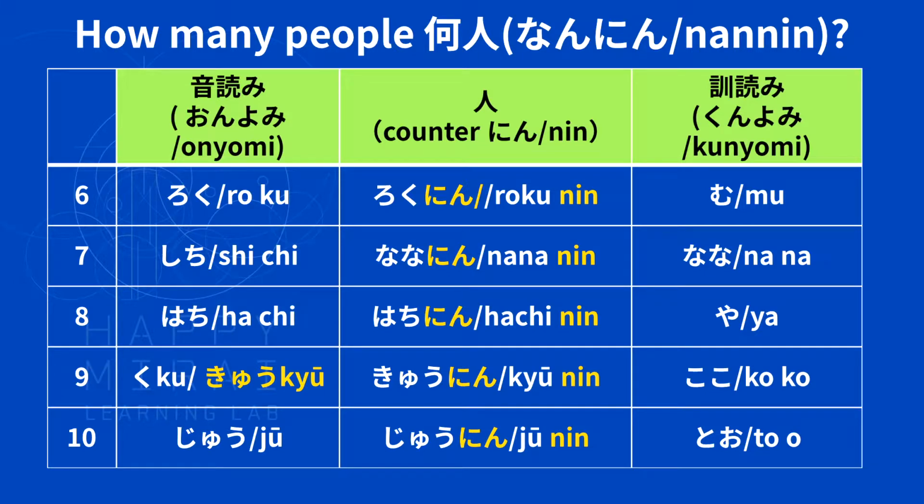So how about 15 people? Or how about 16? Over here we have 6. Basically our 10 is 10, and then 6 is 6. So that means it's 16人, right? 16人. So this is how you can come up with different numbers.